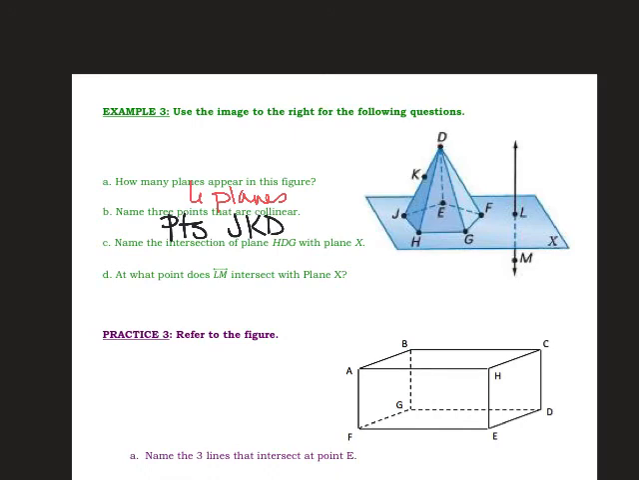C, name the intersection of a plane with another plane. So I'm not even going to read the name of the planes first. I'm going to identify it. What is the intersection of two planes? It should always be a point or a line.